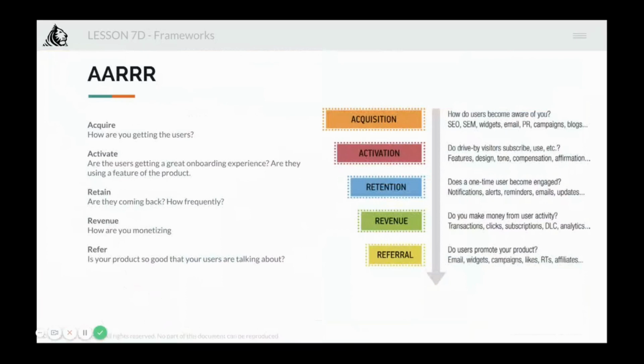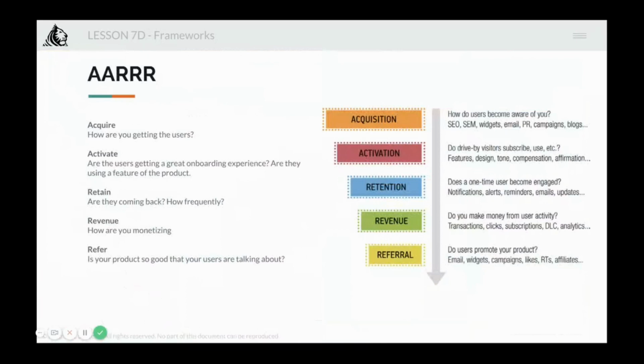Then retention or retain. R stands for that. Are they coming back? And how frequently are they coming back? So does a one-time user become engaged? So notifications, alerts, reminders, these are all methods of engaging or keeping the person retained.